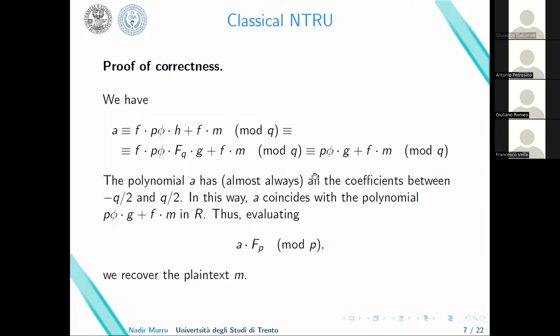And so it is equal to this polynomial in R. So then we need this reduction. Then we perform this multiplication between A and Fp, and reducing modulo P, we delete this part from the polynomial A, and exploiting Fp, we remove also the polynomial F, and we just obtain the plain text M. And we have recovered the plain text in this way.